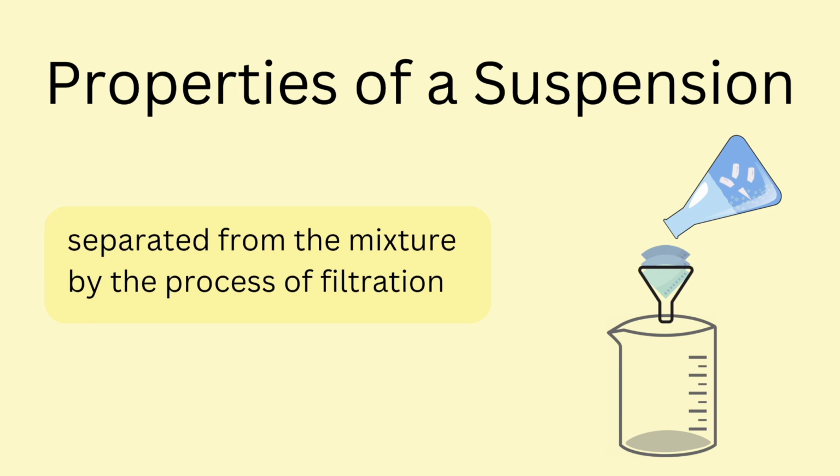So when you try to filter a suspension, you will be able to collect all the particles out of it. In this case, the chalk pieces will be collected in the filter paper and will not be filtered through the filter paper to the beaker. So the mixture can be separated using the simple physical process of filtration. That is another property of suspension.